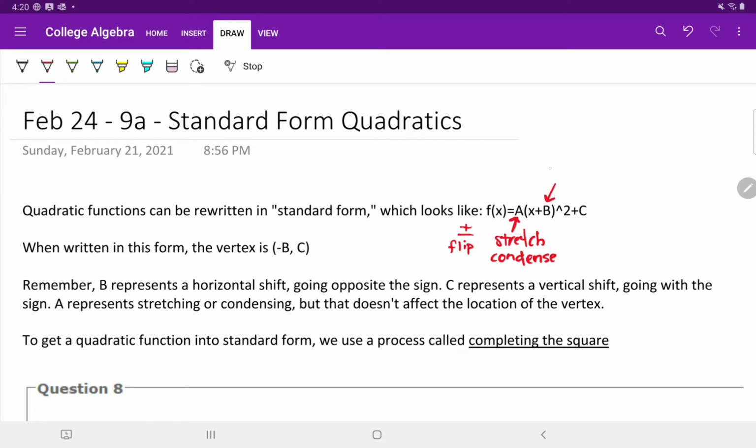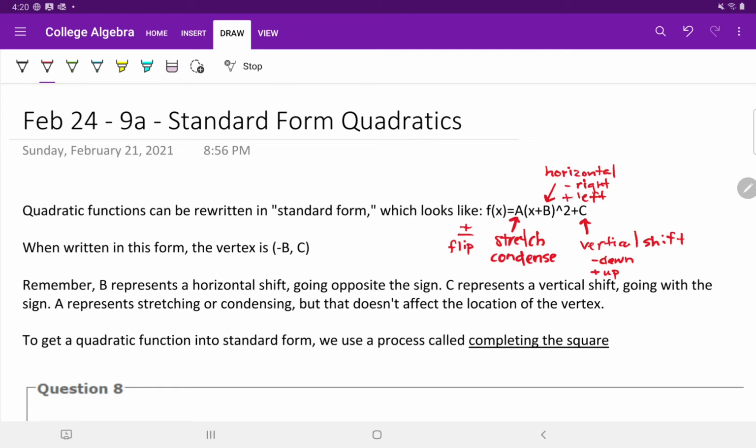B represents a horizontal shift. Now remember, when it's inside the parentheses, negative means right and positive means left. And then finally, C represents a vertical shift, up or down, where, since it's outside of the parentheses, a negative is going to mean down, just like you would expect, and a positive is going to mean up, just like you would expect.